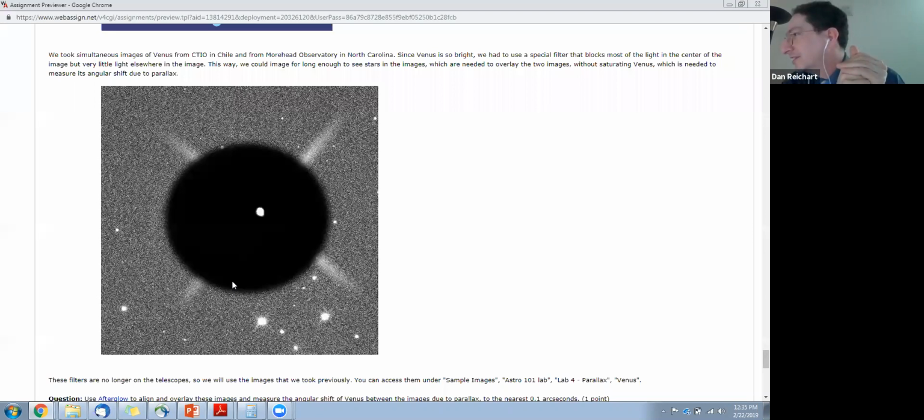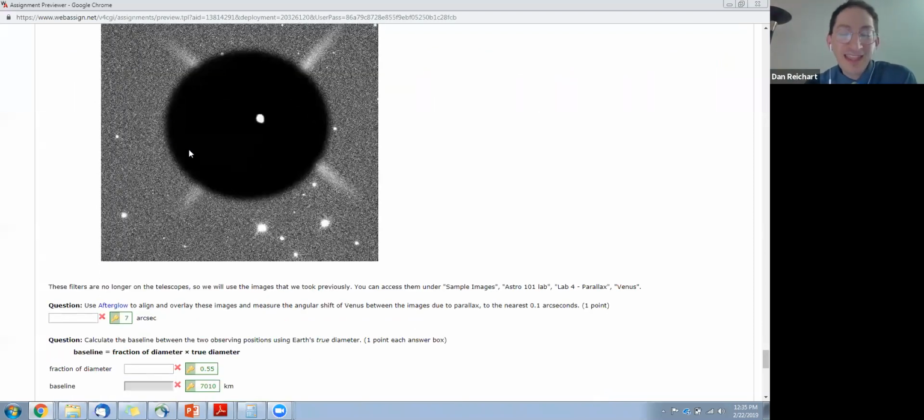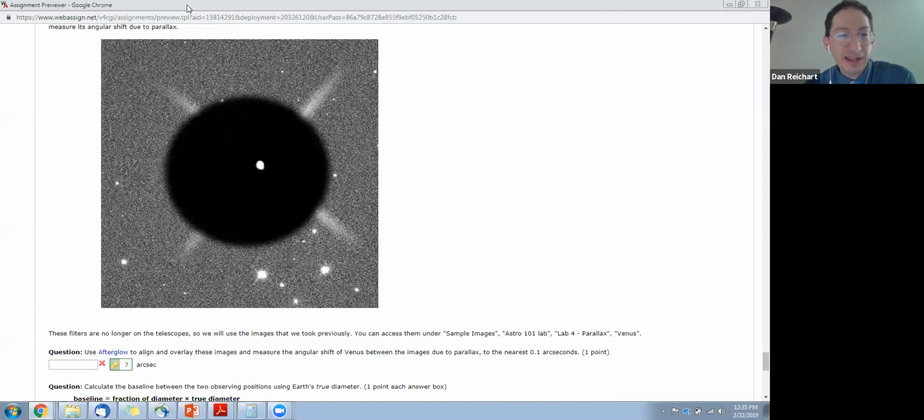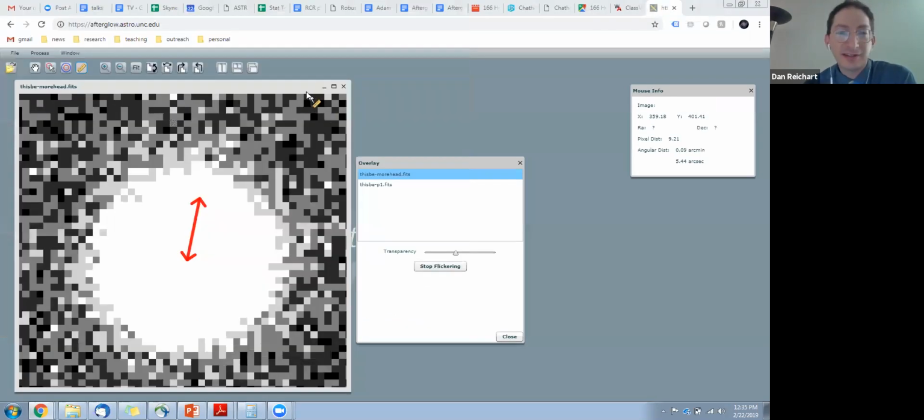Now these would be very expensive custom filters just for this lab exercise. So I purchased them from the Photoshop company. It's a doctored image, but they don't need to know that. And my postdoc did a really good job doctoring even the diffraction spikes and everything. So pretty good. Anyway, let's go to Afterglow and do this exercise.